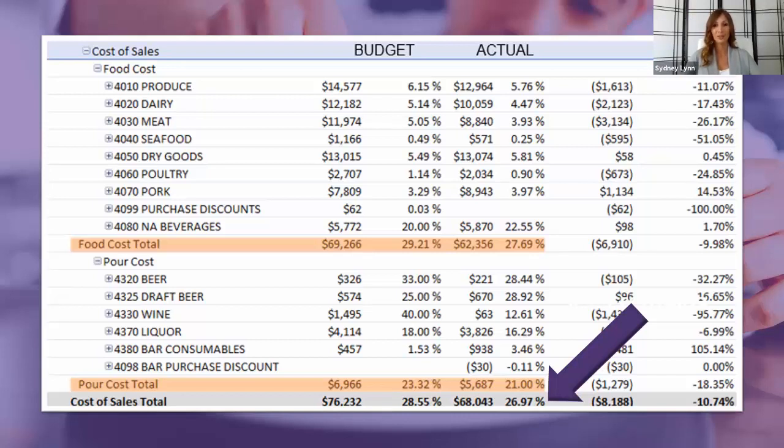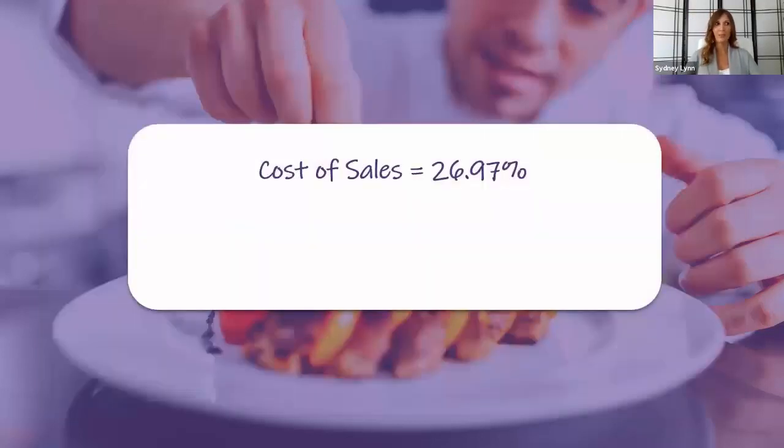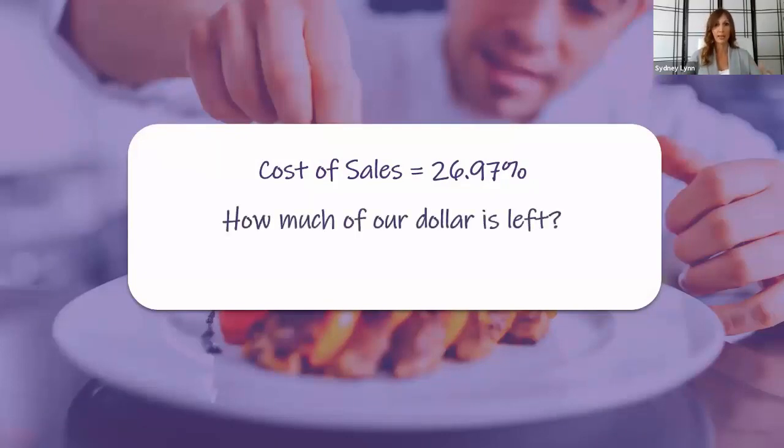So we started with $1, but we had a 26.97% cost of sales. So that's 27 cents. So we've had that dollar, we're subtracting out 27 cents. So how much we have left is 73 cents. That's what we have remaining of our original dollar. Now, a couple caveats that I do want to mention.